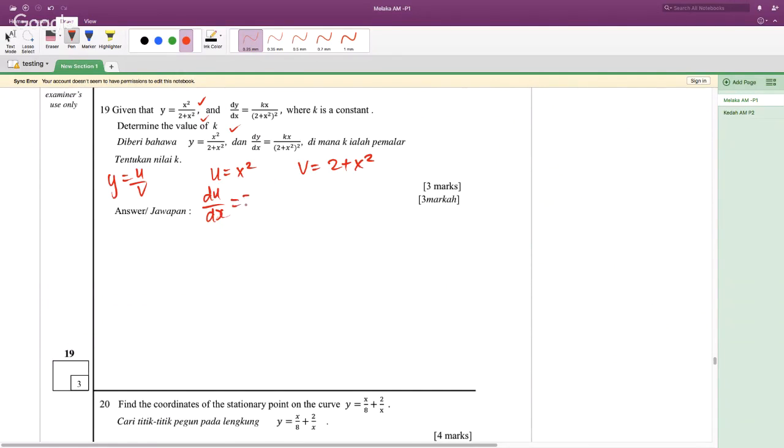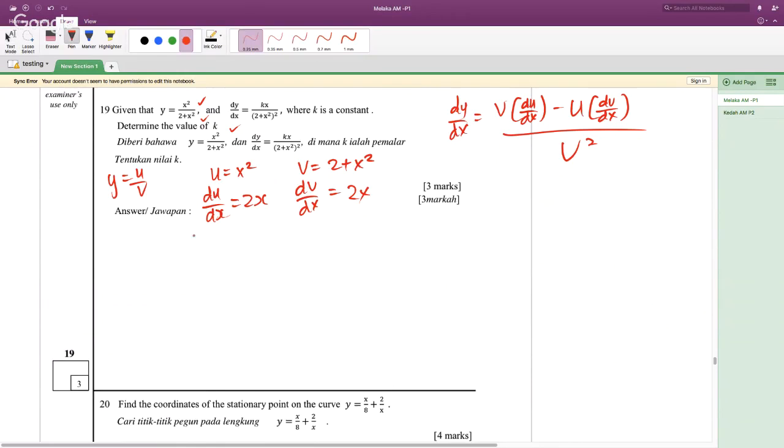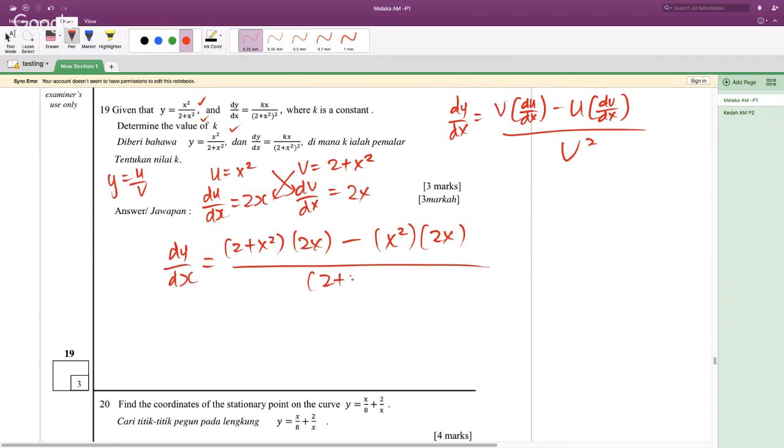So du dx is just 2x, and dv dx is just 2x as well. The formula for the quotient rule is v du dx minus u dv dx, over v squared. This is just a formula, so I will just do it according to the formula. V first, so it's 2 plus x squared, multiplied by 2x, minus u, which is x squared, times dv dx, which is 2x, over v squared, that is 2 plus x squared, squared. So we just solve whatever we have on the top. So this is 4x plus 2x cubed minus 2x cubed, over 2 plus x squared, squared.